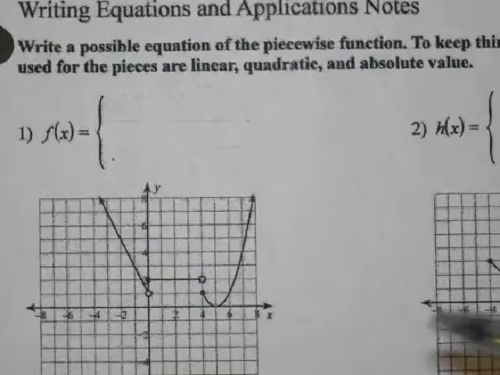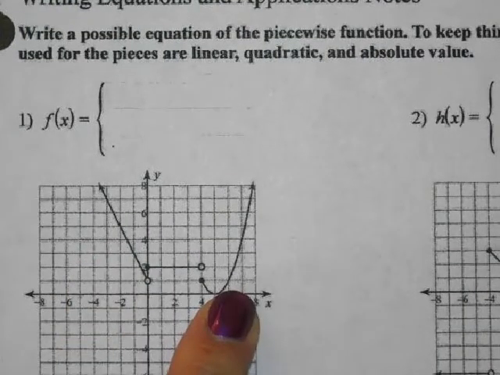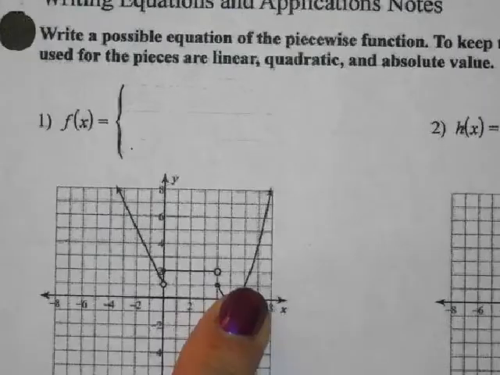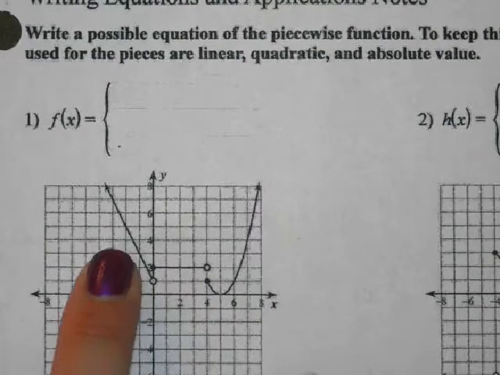So if we look at this first one, I can see 3 different pieces. So I know that my piecewise equation is going to have 3 different pieces. And typically when we write our equations, we go from left to right. But if you go backwards, people are going to look at you funny, but they're not going to say you're wrong. Okay.